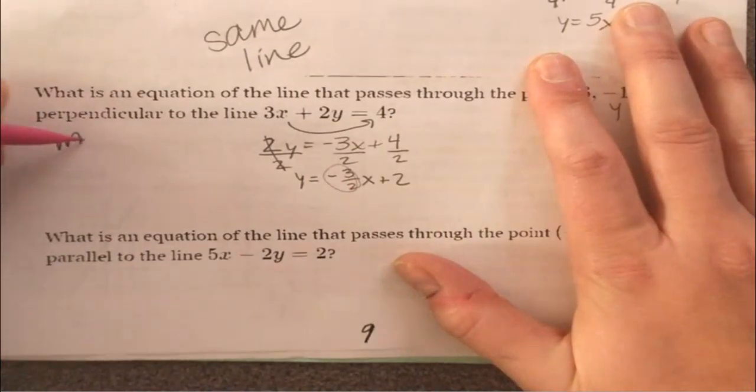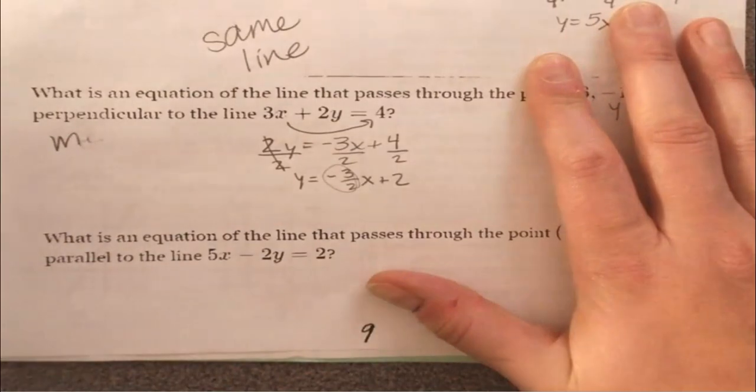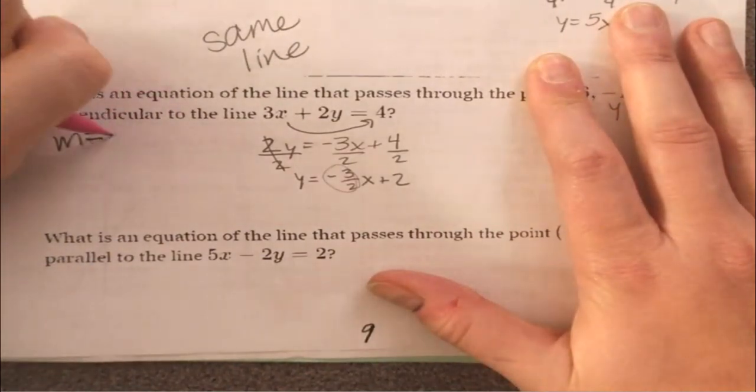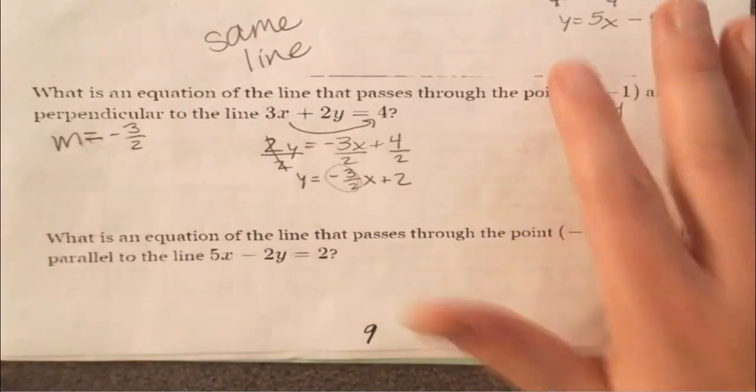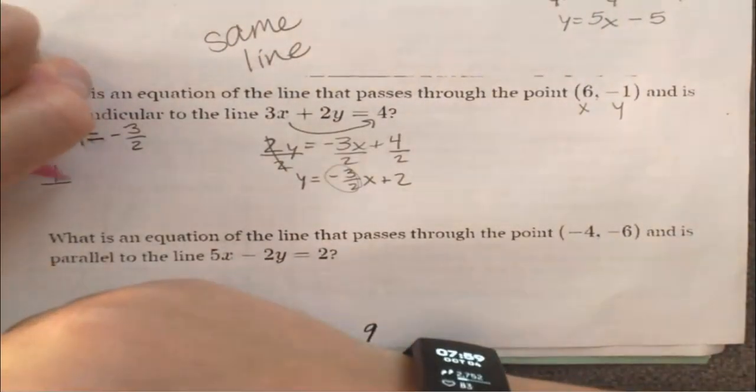So my m equals, I meant to write an equal sign, not an e. My slope equals negative 3 halves. So that's my slope, but I need my perpendicular slope because it says write the equation of a line that is perpendicular to that line. So let's figure out the perpendicular slope.